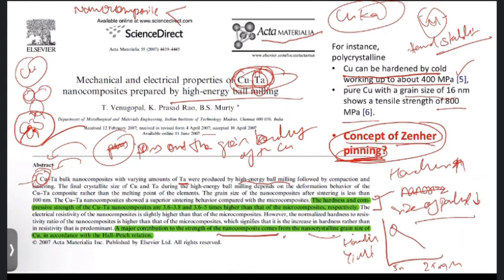So now you have understood why we are studying copper tantalum, what the application is, what the drawbacks of copper are, and all the other concepts we have discussed earlier, like the inverse Hall-Petch effect and hardness. Coming on to the characterization part.